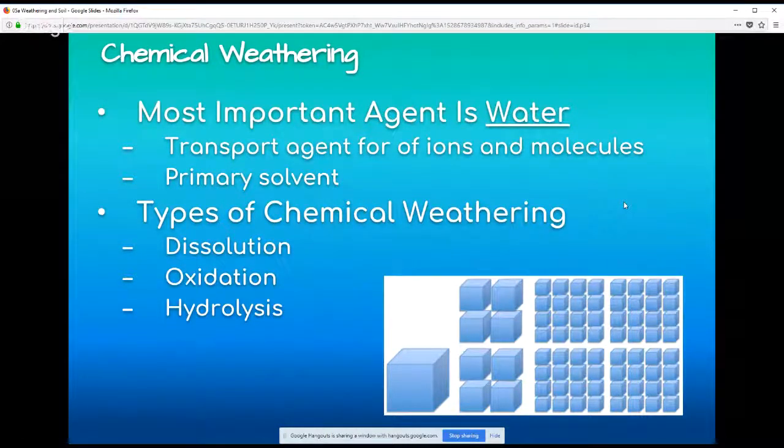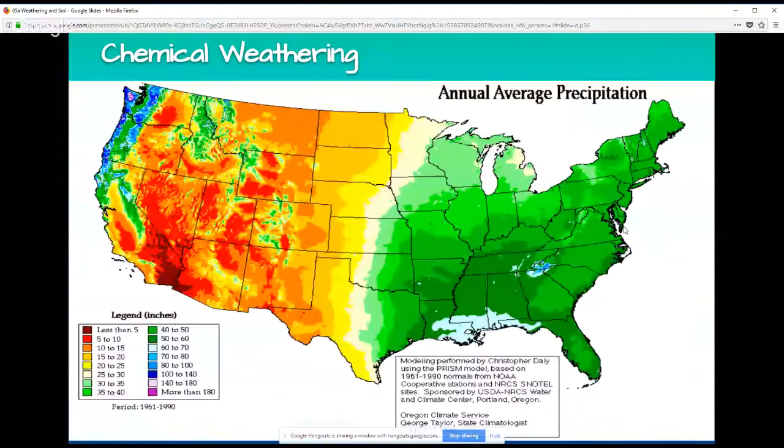And when chemical weathering is acting on a rock, typically the most important agent is water. You need water for effective chemical weathering. Water helps transport ions and molecules around, and it is the primary solvent. It is what you can dissolve a lot of different atoms into. The major types of chemical weathering that we'll be discussing are dissolution, oxidation, and hydrolysis, with the emphasis on dissolution.